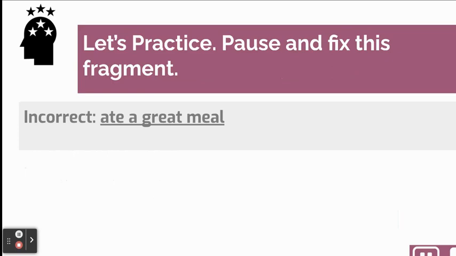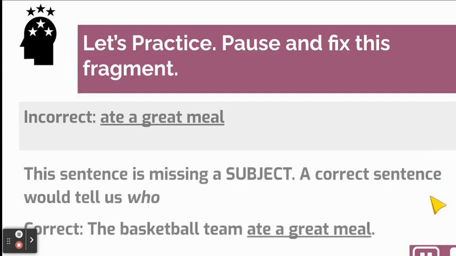All right, so the first incorrect phrase says ate a great meal. How are we going to fix that? Well, let's look at what you might have done after you pause and fix that. All right, so this sentence is missing a subject. A correct sentence would tell us who, and so we may say something like the basketball team ate a great meal, or my father ate a great meal, or I ate a great meal. Could be lots of different things. Let's look at the next one.